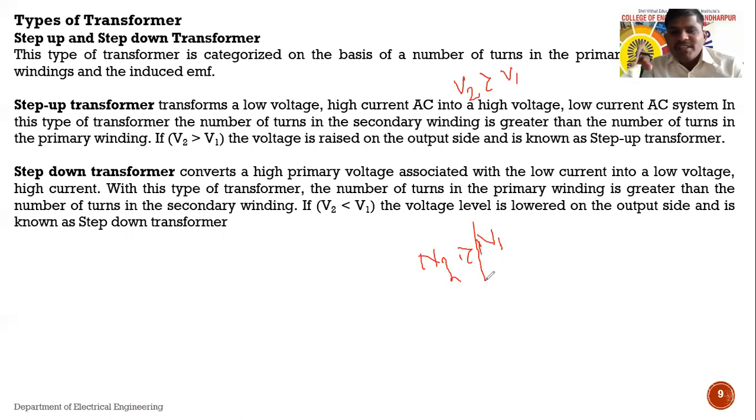So how does this voltage increase? It depends upon the number of turns. The number of turns in the secondary side should be greater than the number of turns in the primary side, that is N2 is greater than N1, and then we can call it a step up transformer. A step up transformer converts low voltage high current AC into high voltage low current AC, as I said in the definition.